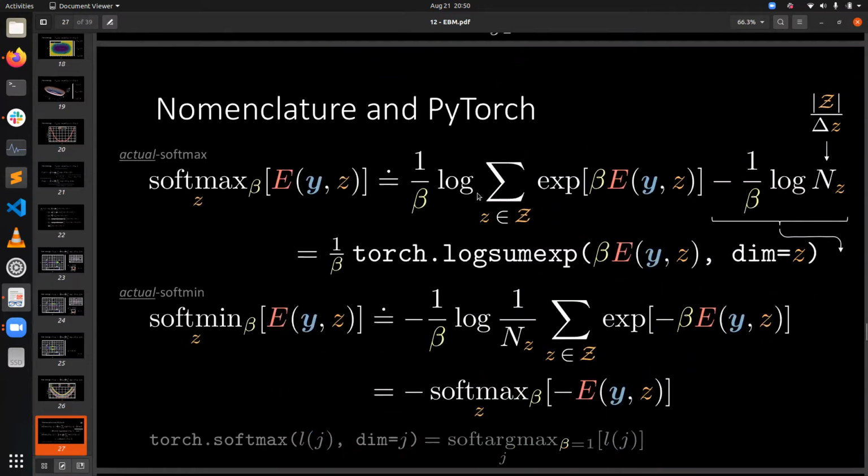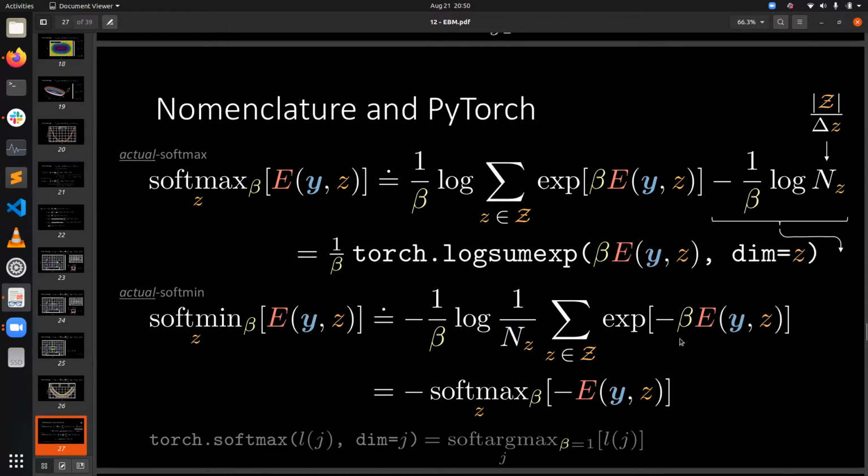And then he talks about a nomenclature difference: what is actually softmax and what is referred to as softmax in PyTorch. The formula that we talked about is actually the softmax of the energies. What is referred to as softmax in PyTorch is actually soft argmax, and the actual softmax, the way you do it in PyTorch, is torch.logsumexp.